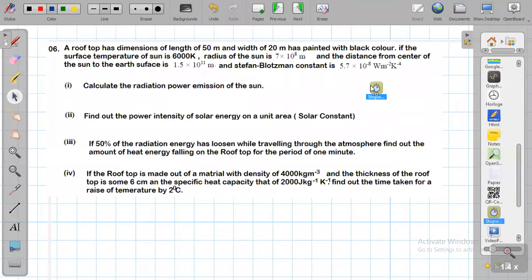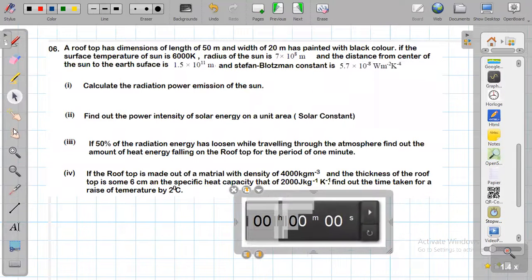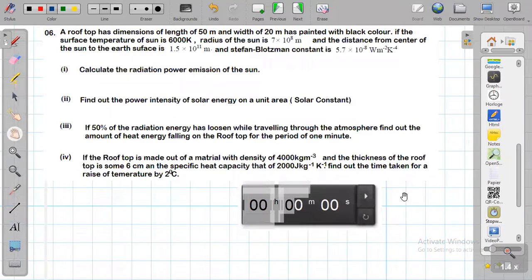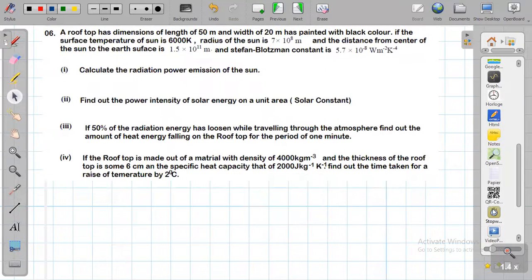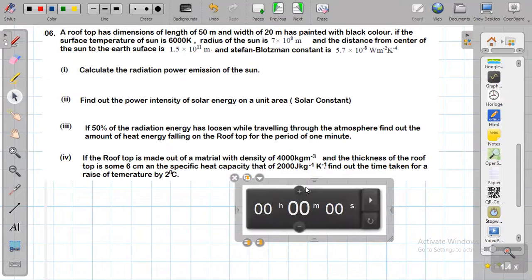Everything required is given, including the Boltzmann constant here. Right, your timer starts now.